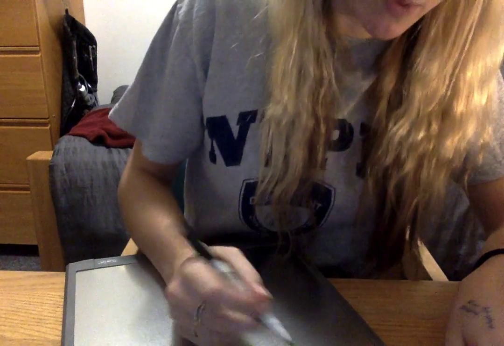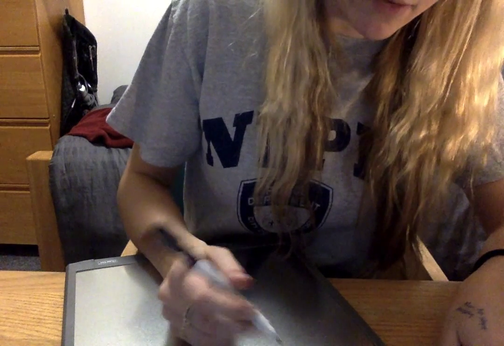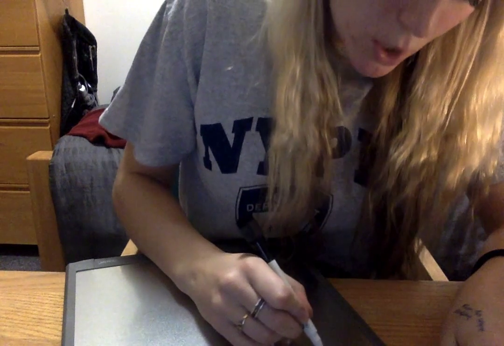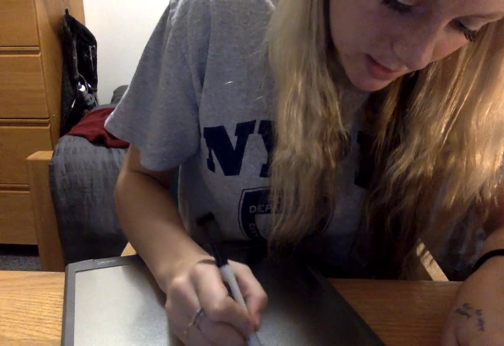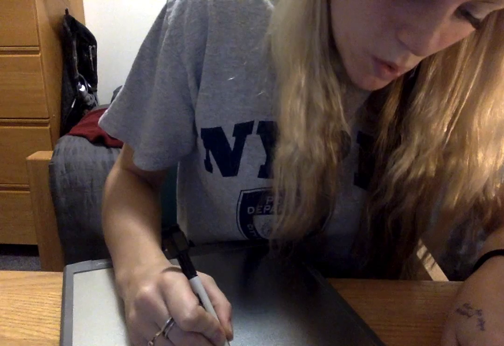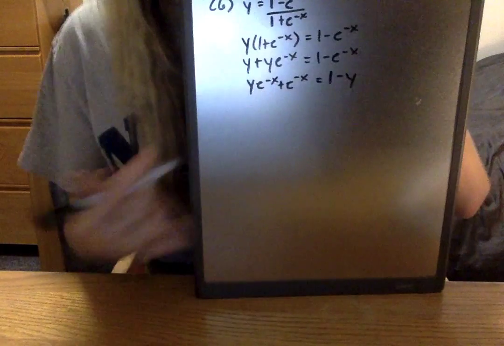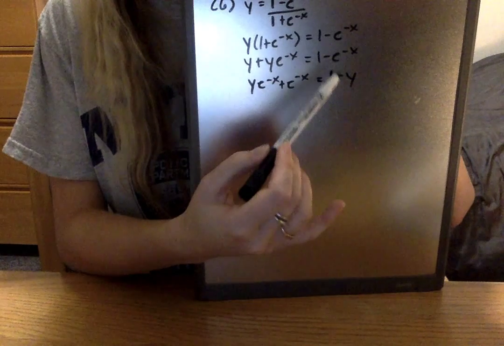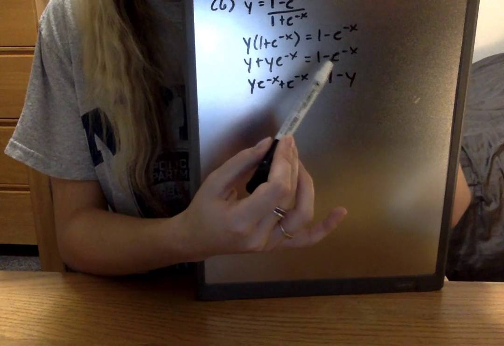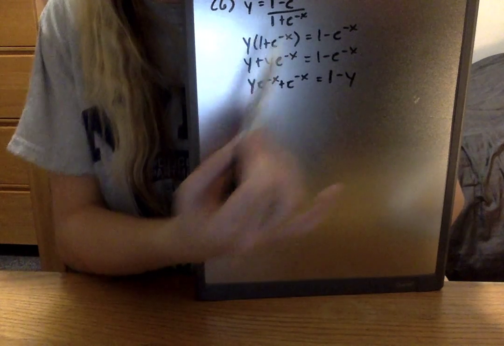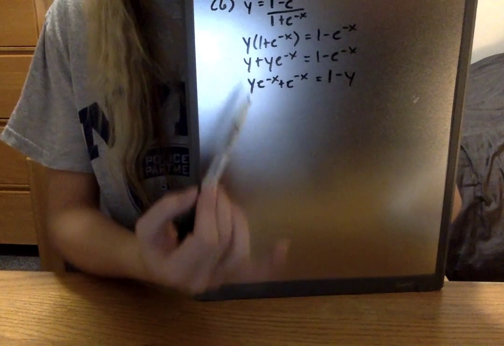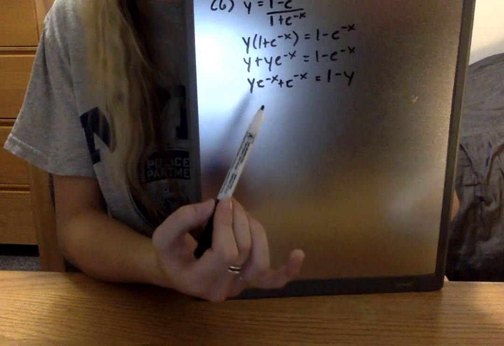So then from here, I can try and get like terms on either side. So I'm going to try to get the terms that have the e to the negative x on either side. So I'm going to have y e to the negative x plus e to the negative x equals 1 minus y. Okay, so all I did was bring over this e to the negative x, so I added it onto this side and I subtracted this y to get it over to this side. So all of our e to the negative x terms are now on one side.